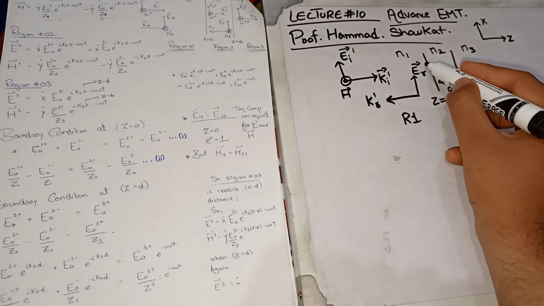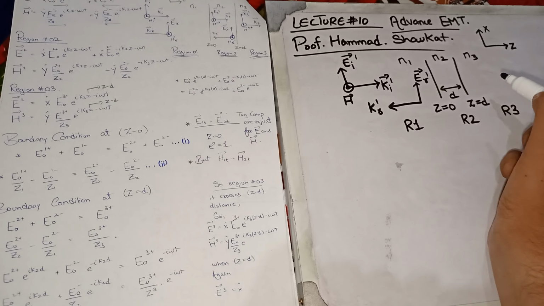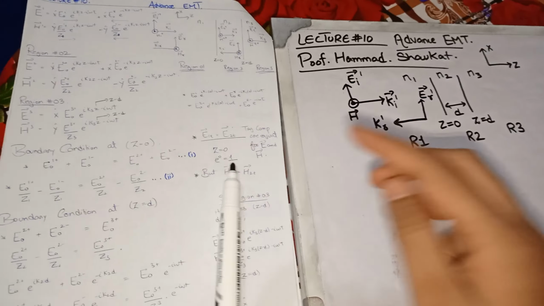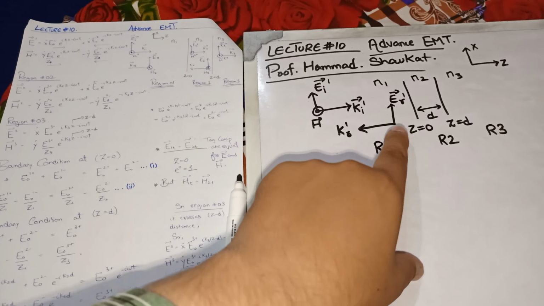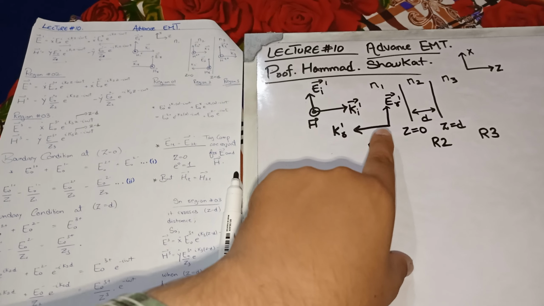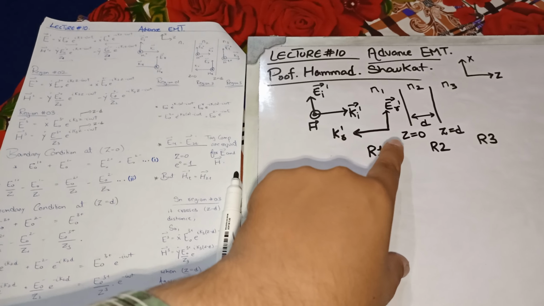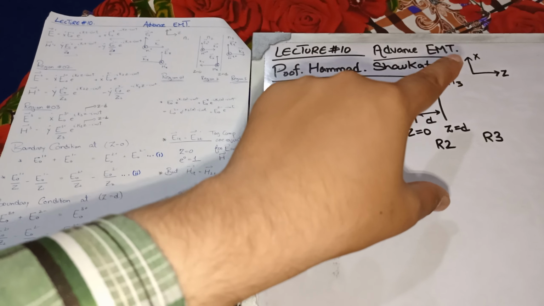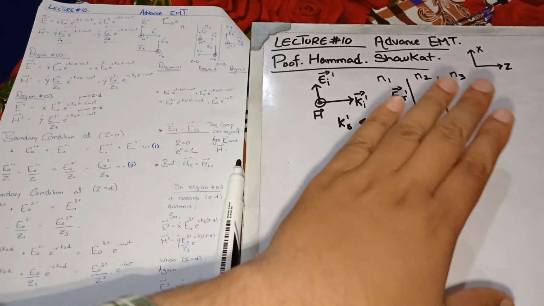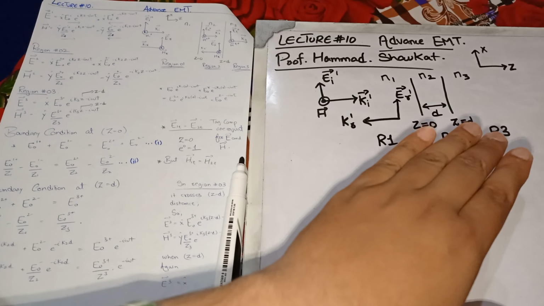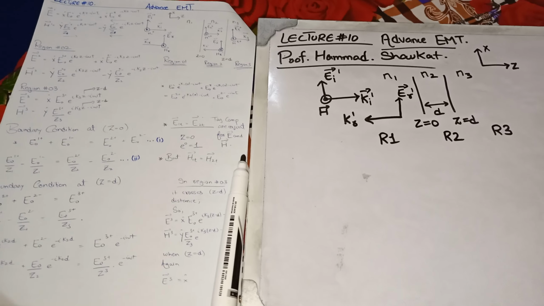Again you are in one region, so E1. But now you can see your wave propagation is in the negative z direction, your electric field is the same, in the positive x direction, and definitely your magnetic field is in the y direction. But how can you find whether it is positive y or negative y?